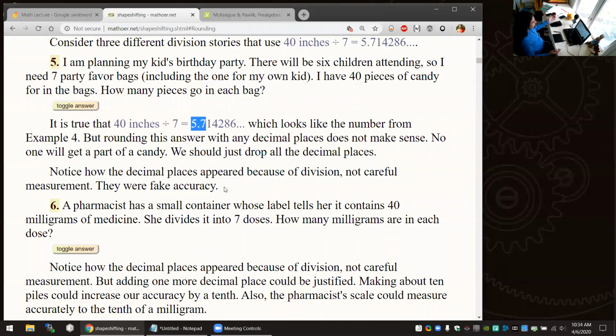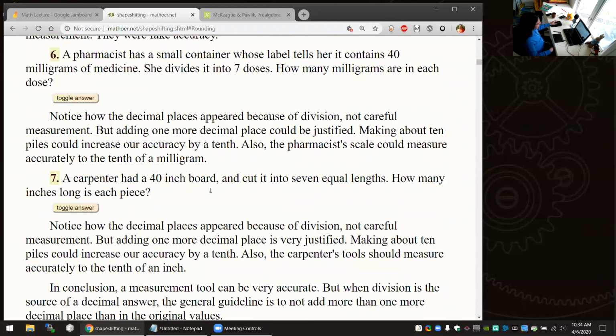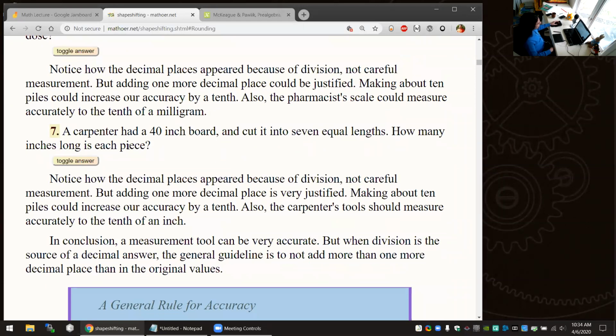So one of our big lessons then is our tools matter. Whether we're doing laser surgery or carpentry, we have different tools. The accuracy we have matters. So the context will tell us how much to round more than just the math rule.